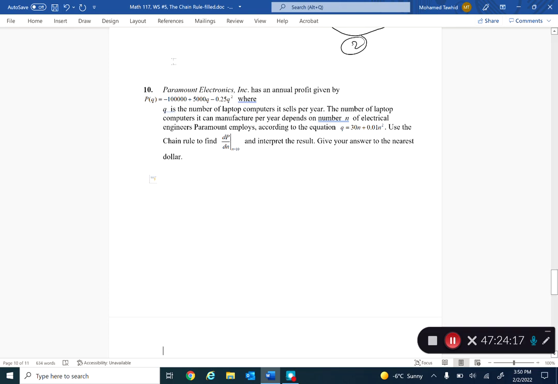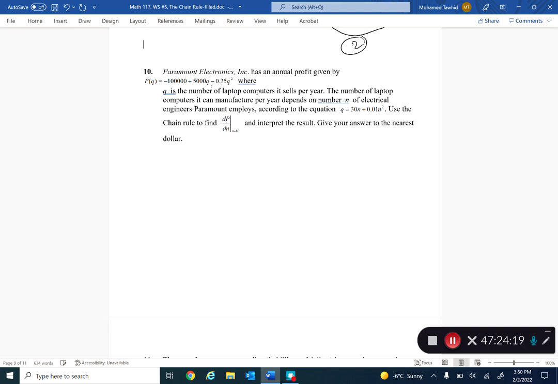All right, now guys, here it's an application. How do we solve an application? You read the question before you read the problem. So what is the question here? I look for the question mark, or at the end here. Use the chain rule to find dp by dn when n equals 10, and try to explain the result. What does the result mean? So now I have to figure out dp by dn when n equals 10. Now I have to read the problem, but I have to understand what n is.